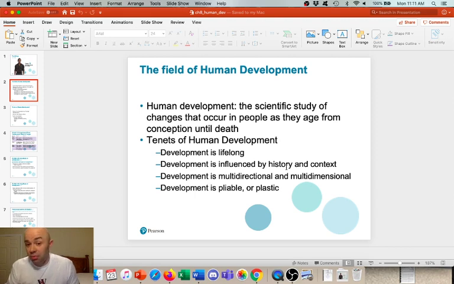Think of World War II. Think of what happened in the cognitive, physical, and psychosocial development of children in Europe during the 1940s. It was clearly impacted. Development is multidirectional and multidimensional. That means it can go in multiple directions and through multiple dimensions. Here's what I mean. Let's take physical development, right? That's one dimension. Physical is one dimension, cognitive is a dimension, psychosocial is a dimension.